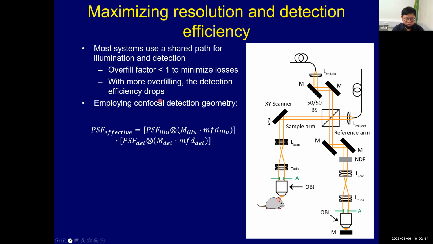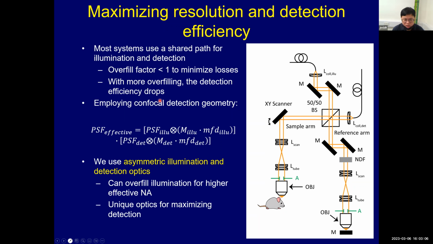Because if you use a higher overfilling, then your detection efficiency will usually drop, because your signal will be lost in the detection part. So in this particular study, we use asymmetric illumination and detection optics. Basically, we employ high NA for the excitation, but we use moderate or low NA for the detection.